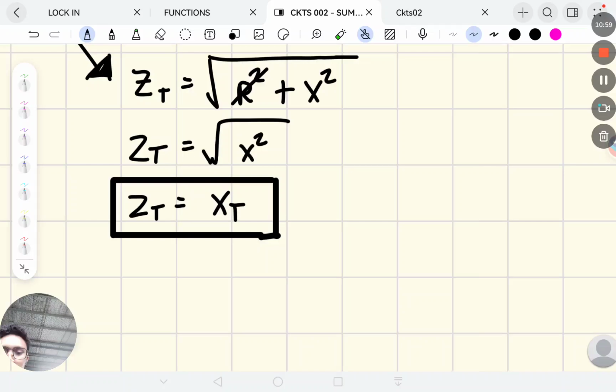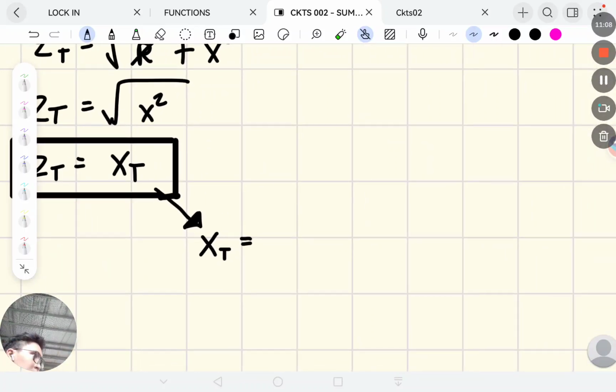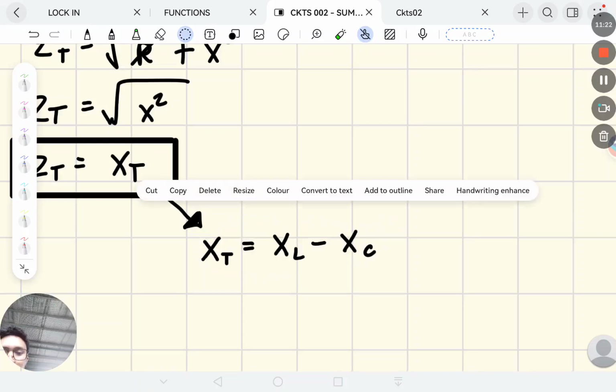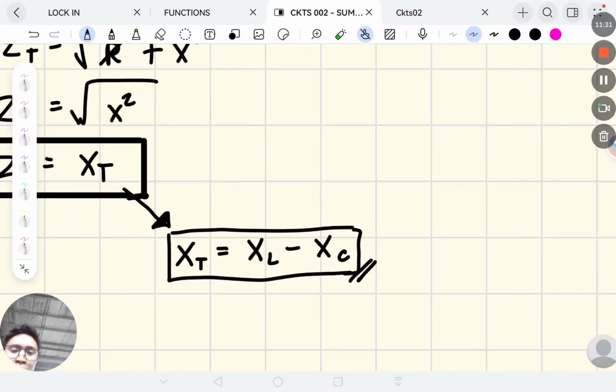How would we find total reactance? Net total or total reactance. Net reactance is equivalent to what? Inductive reactance minus capacitive reactance. Yan yung formula niya, guys. And we also don't have the inductive and capacitive reactance. So how will we find this?